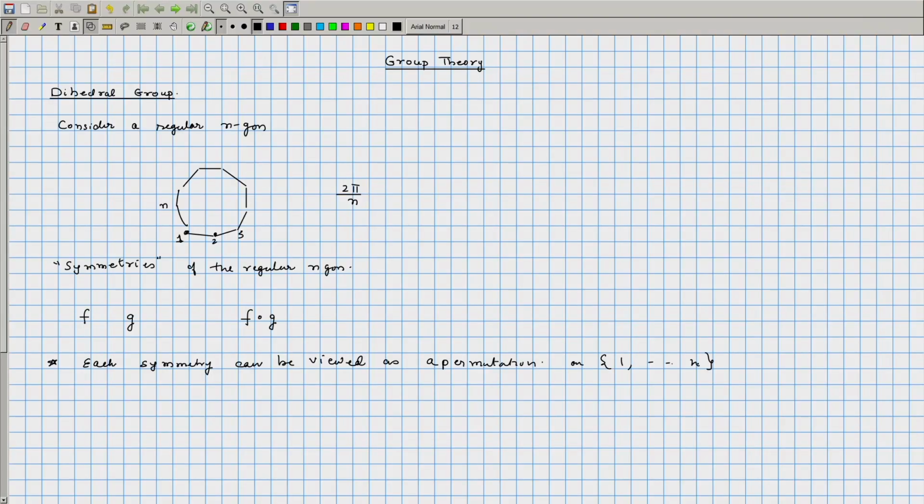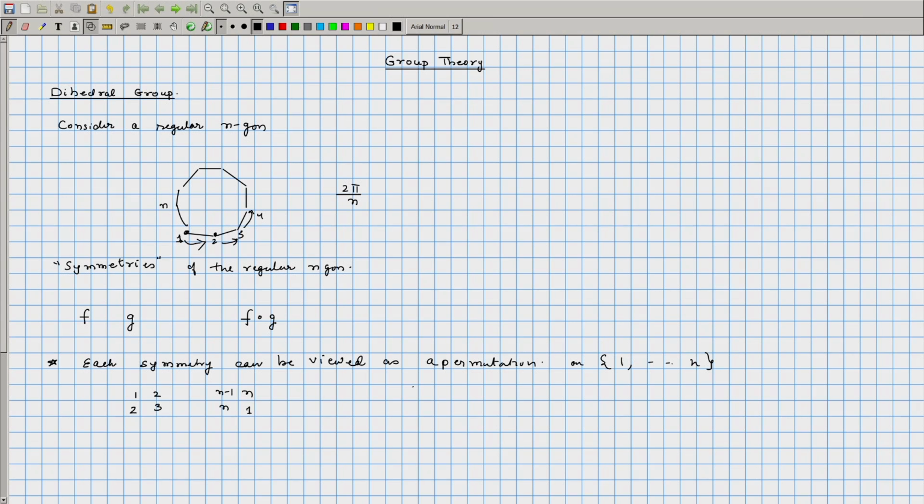So, in fact, the rotation by 2 pi by n radians would be the permutation which maps 1 to 2, 2 to 3 and n back to 1. So, n minus 1 would go to n and so on. So, 1 goes to 2 and 2 goes to 3 and 3 goes to 4 and so on.